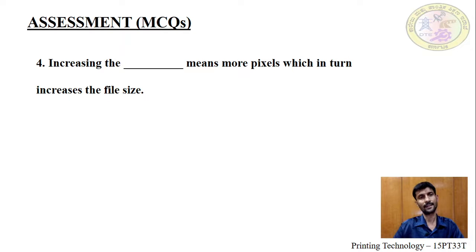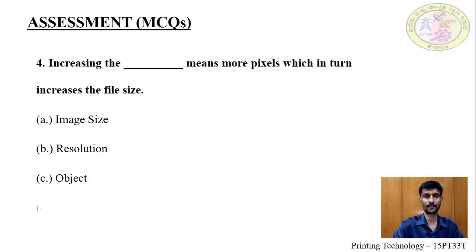Next question. Increasing the dash means more pixels, which in turn increases the file size. The options are image size, resolution, object and none of them. Normally, increasing the resolution of an image means more pixels, and increasing the file size will occur.